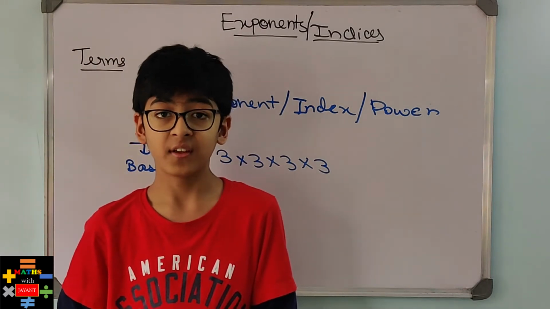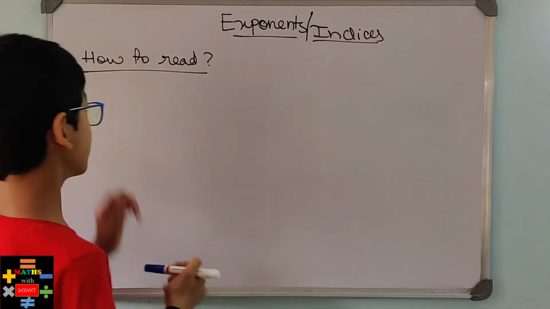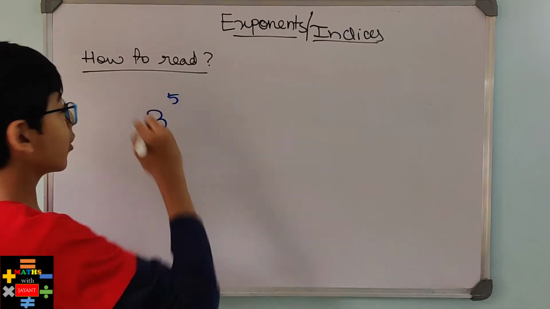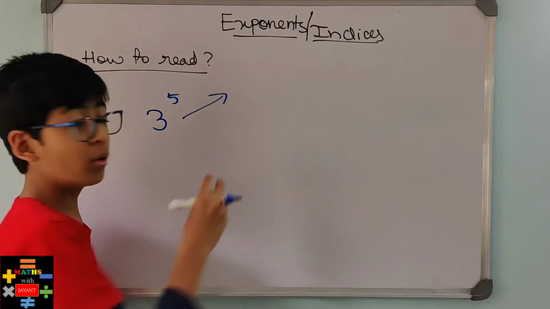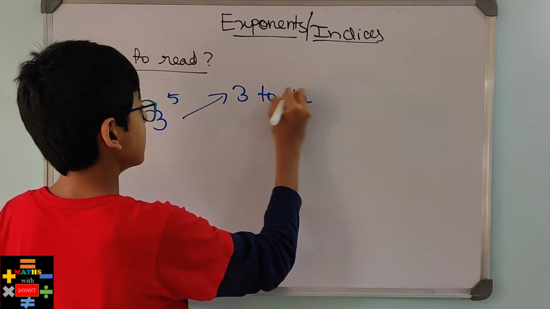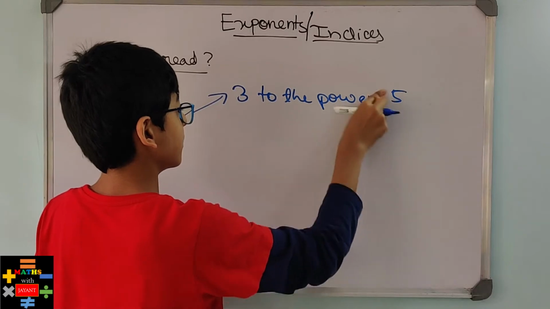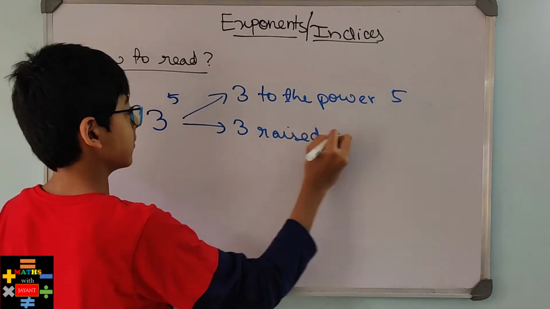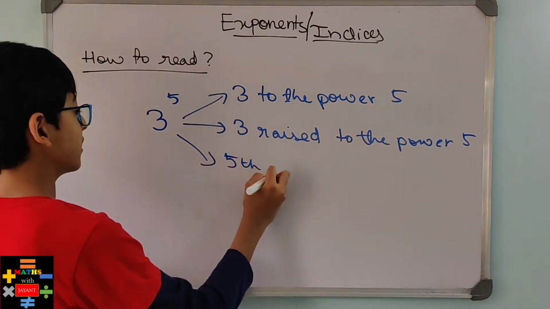Now let us discuss the next thing, that is, how do you read an exponent? Suppose I write 3 with a small 5 on top. There are lots of ways. The most common way is 3 to the power of 5. Or 3 raised to the power 5 is another way. Another way is the 5th power of 3.